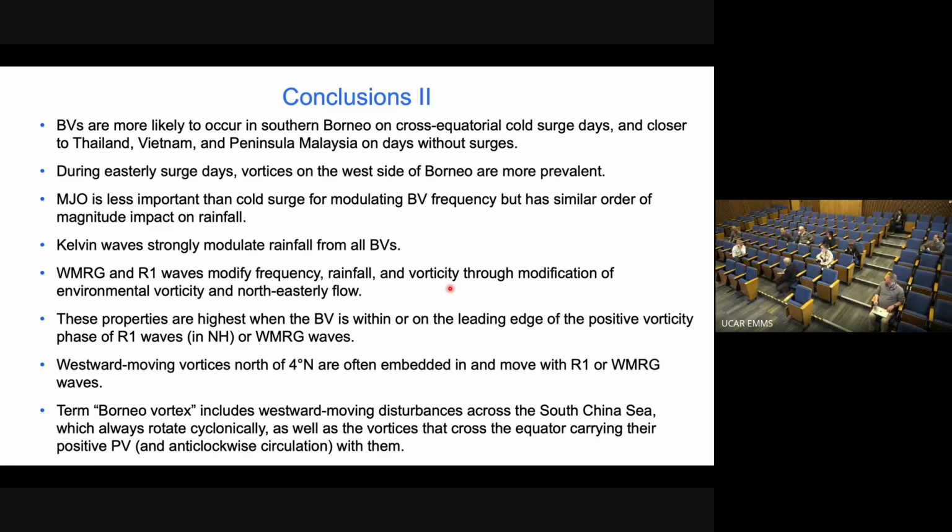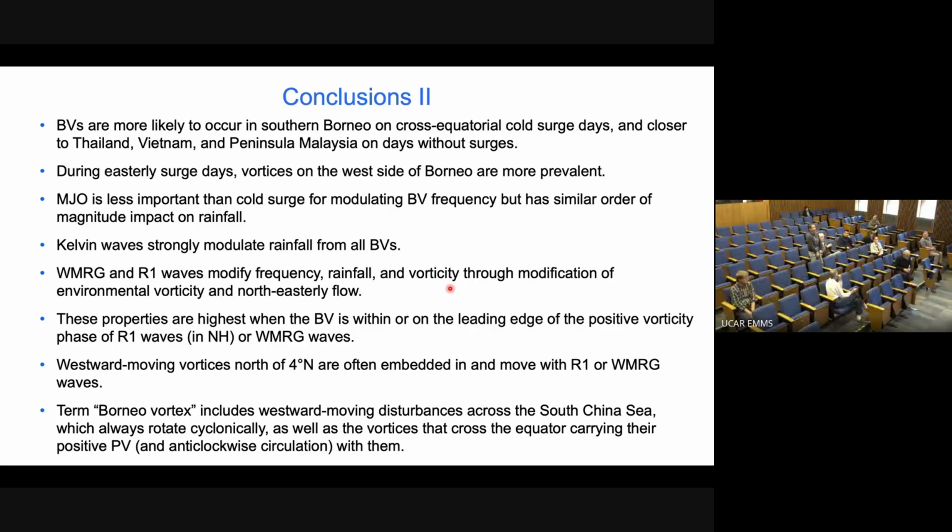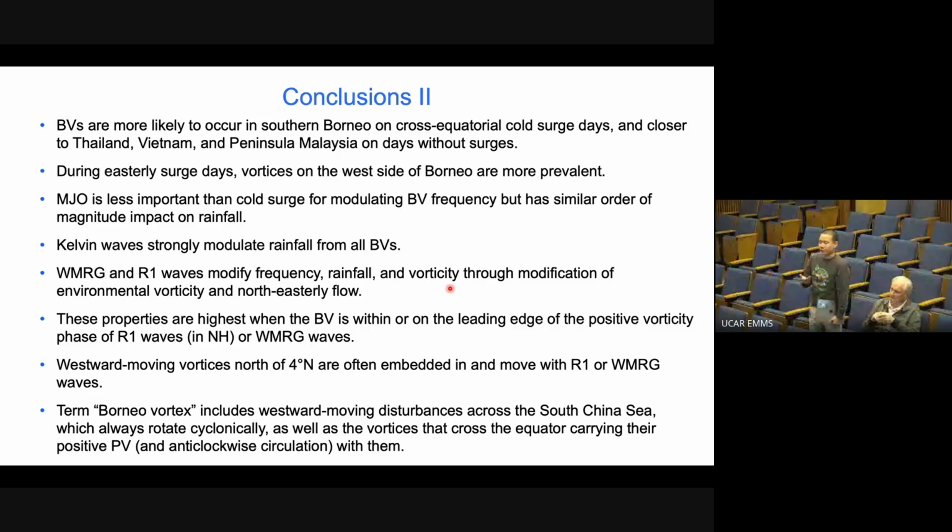Yeah, very interesting talk. So a lot of information to digest. I have two questions. The first one is, over the maritime continent region, I believe there are strong interactions among the cold surges, the MJO, and other equatorial waves. So how much do you think your study can clearly separate their individual impacts versus their strong interactions?